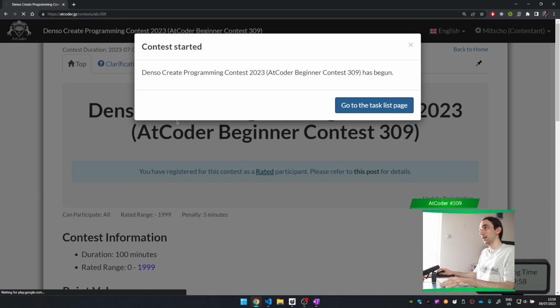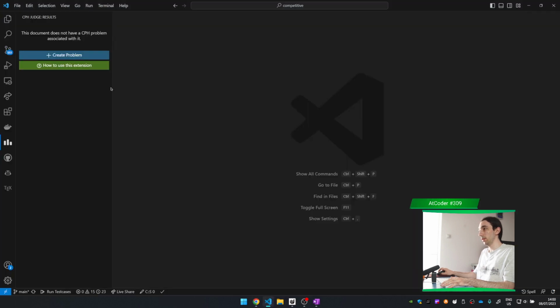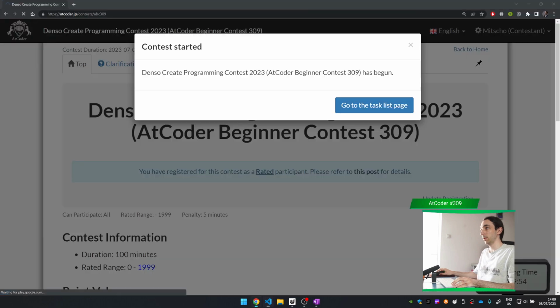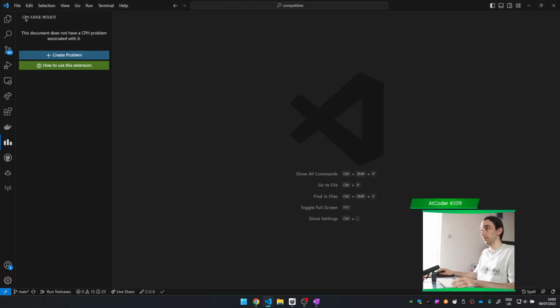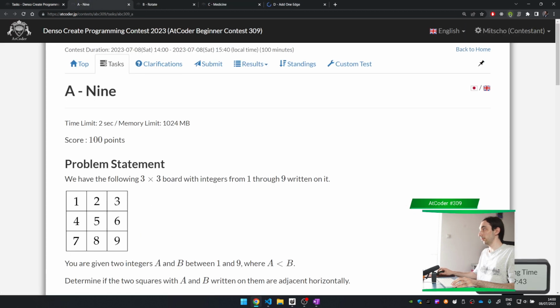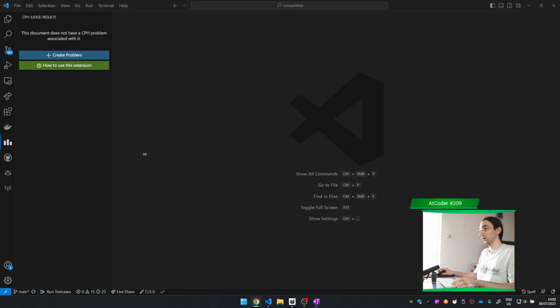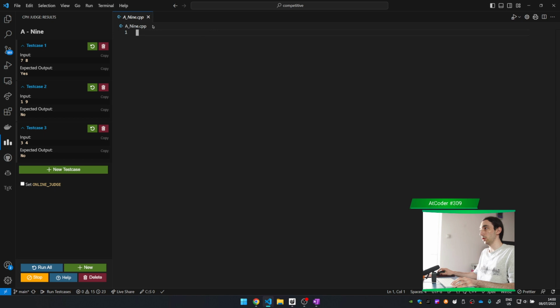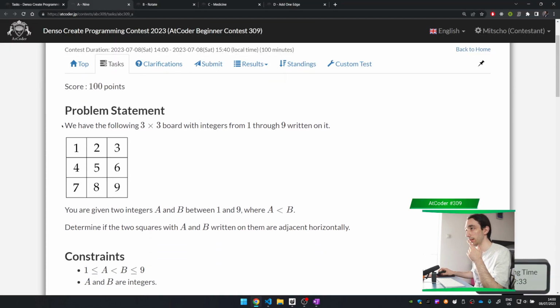Okay, so the contest starts. As usual, we are using the CPH judge here. People ask me, what is this? This is the Competitive Programming Helper judge. Very cool extension. I'm using this Competitive Companion here. I click on this button and the problem statement is just parsed. These are the examples here, and here we go.